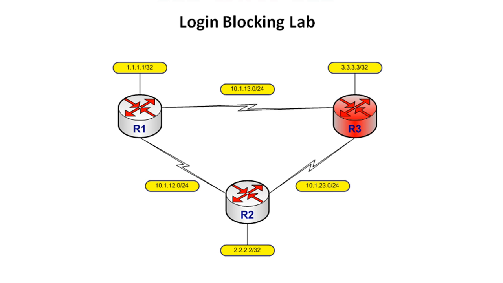We're going to configure login blocking on R2, and then later on we're going to actually make R1 a trusted router. We're going to allow logins from R1, and R3 will be our untrusted router. That's why this guy's in a devilish red. He's going to be our bad boy. So like I said, not too much going on here. It's not that complicated. Let's go ahead and jump into the CLI.